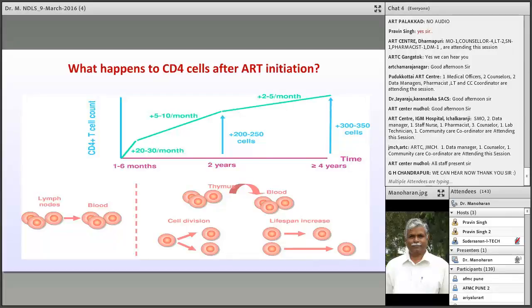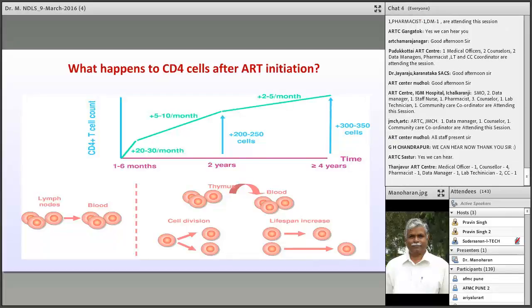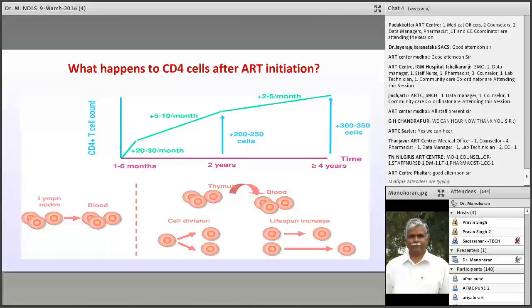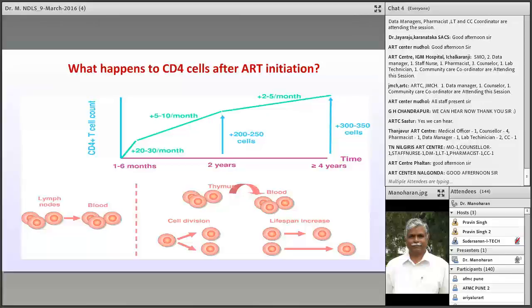In this session, mainly I am going to concentrate on patients who respond virologically, but they do not respond immunologically appropriately. I will discuss this particular issue only among adults. Children I am not going to include in this discussion.